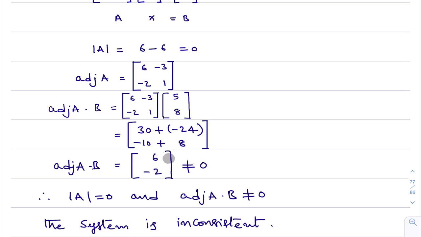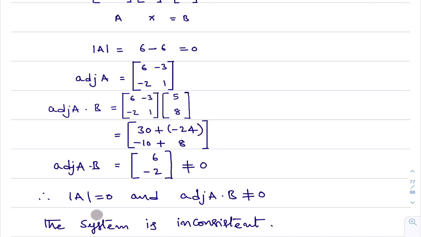Here, not even one element is 0. What is a 0 matrix? All the elements of the matrix are 0, then we say it is a 0 matrix. We can easily say it is a non-zero matrix. So I calculated adjoint A into B. Adjoint A into B is non-zero. So when adjoint A into B is non-zero, what happened here?